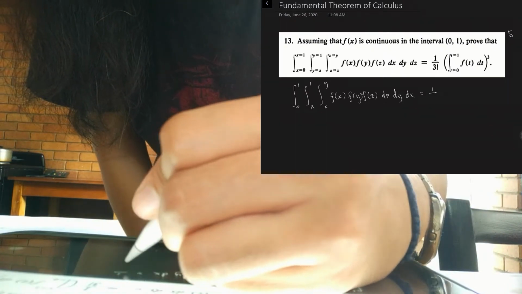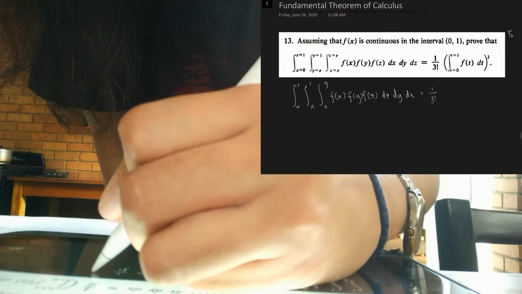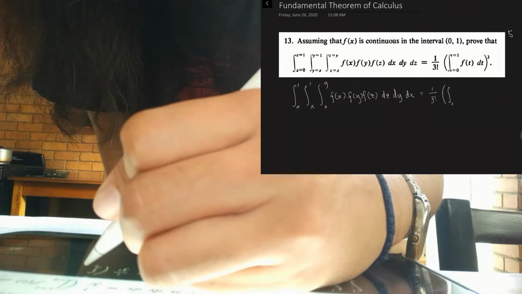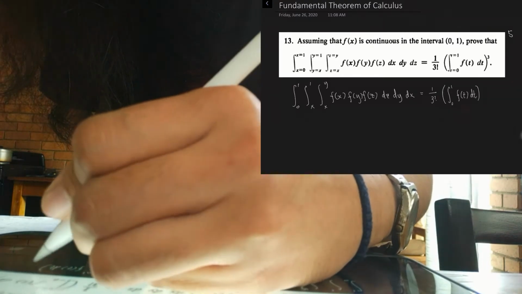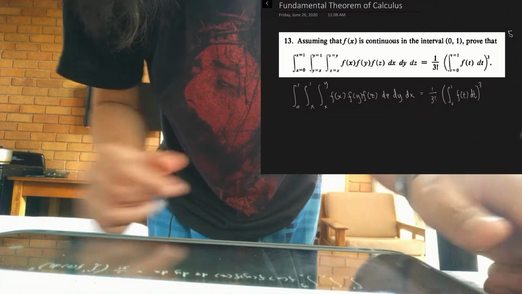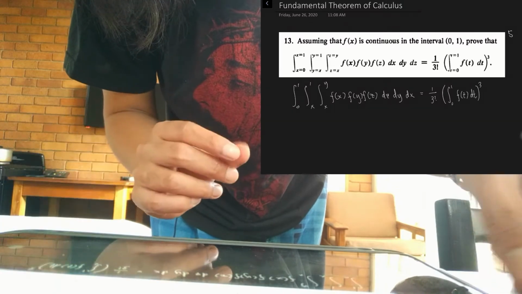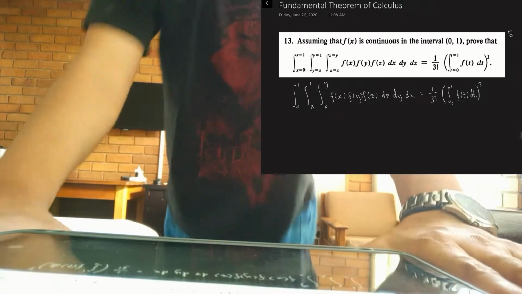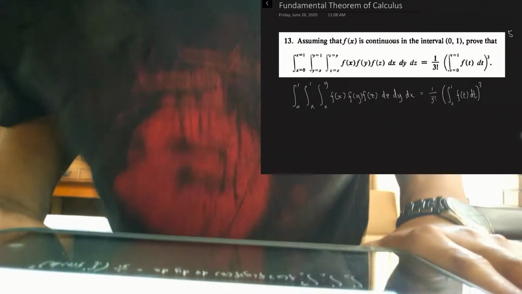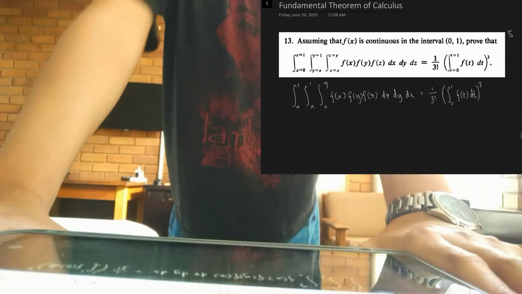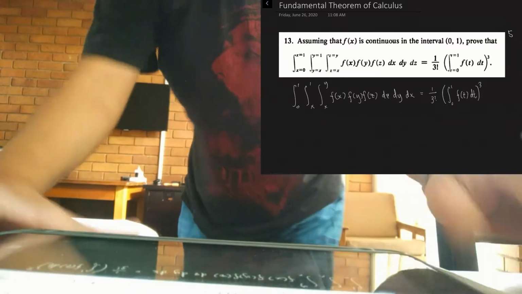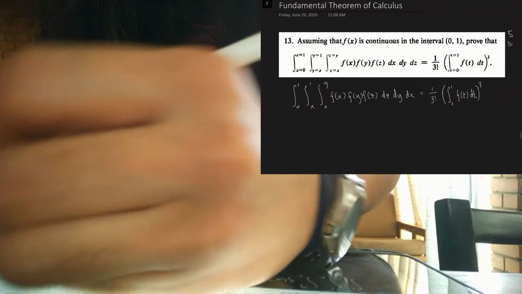So that's equal to 1 over 3 factorial, the quantity integral from 0 to 1, f(t) dt, cubed. Okay, so that's the thing that we're trying to prove, that the left hand side equals the right hand side. 6, 7, 8, 9, 10. Okay, and then let's write that here.